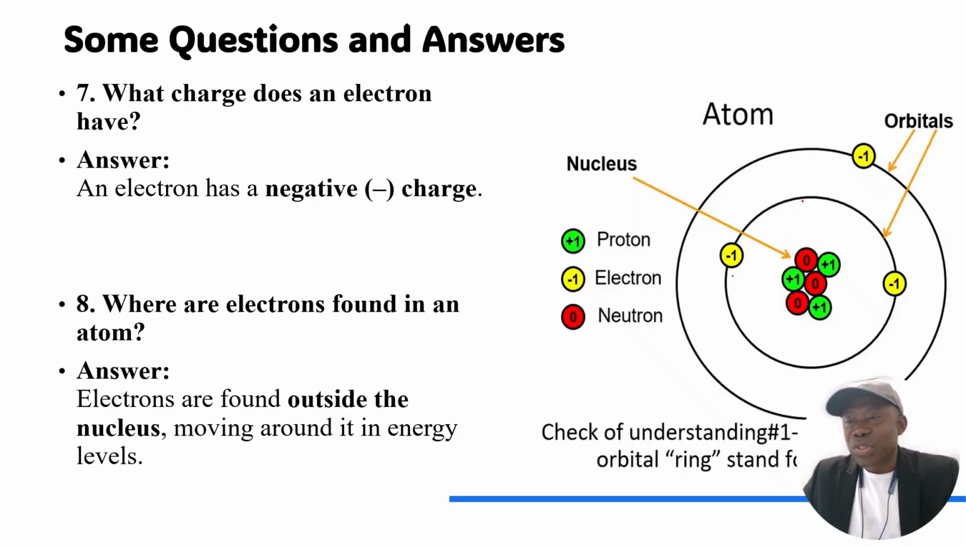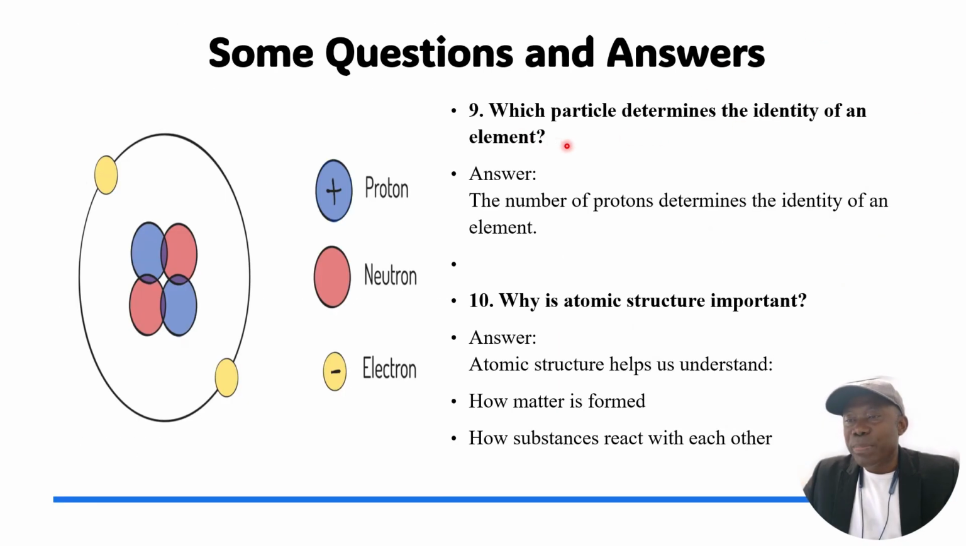Now, let me ask the next question based on what we learned. Which particle determines the identity of an element? The proton. The proton determines the identity of an element. For example, lithium has atomic number 3. Because lithium has an atomic number of 3, the proton number determines that the particle is lithium. For example, sodium, Na, has atomic number 11. So what determines this to be sodium? The proton number, which is the atomic number of 11.